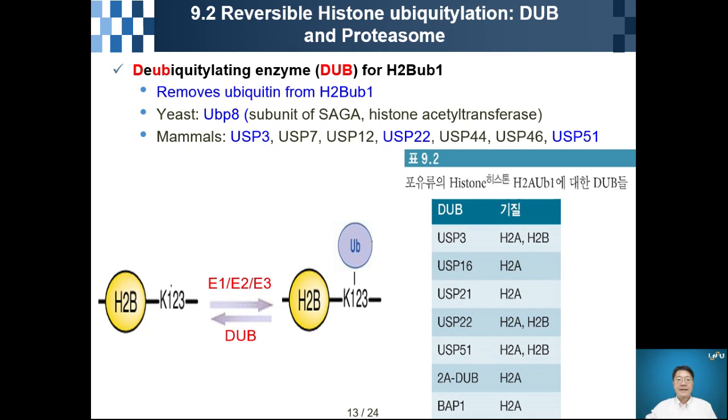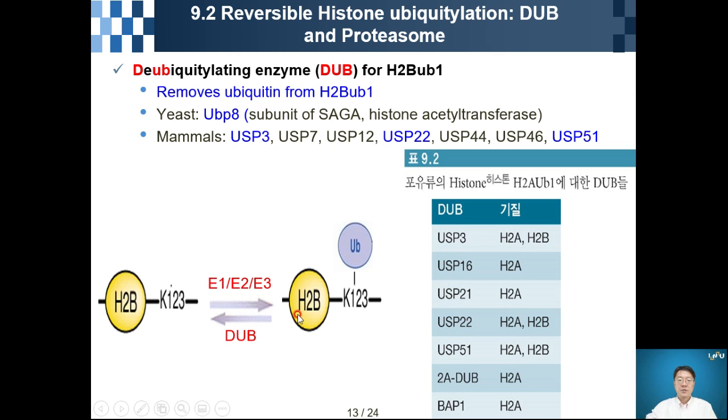In this slide, I will explain the second subject, reversible histone ubiquitylation, with a special focus on the DUB and the proteasome. What is DUB? The full name of DUB is deubiquitylating enzyme. Now I will explain the DUB for H2B-UB1. The main function of DUB is to remove ubiquitin from H2B-UB1.